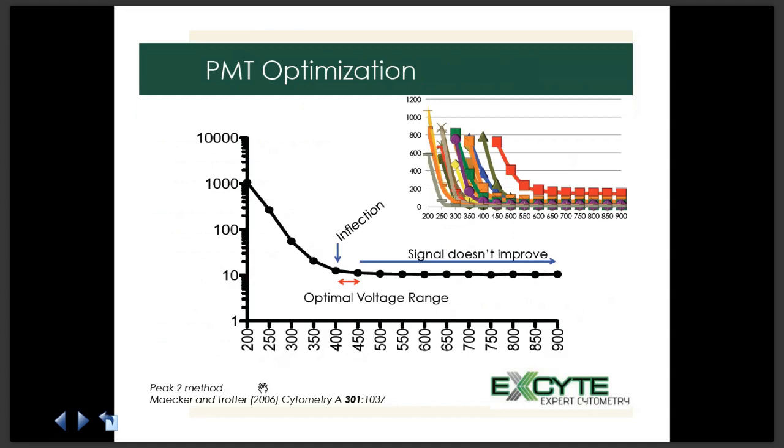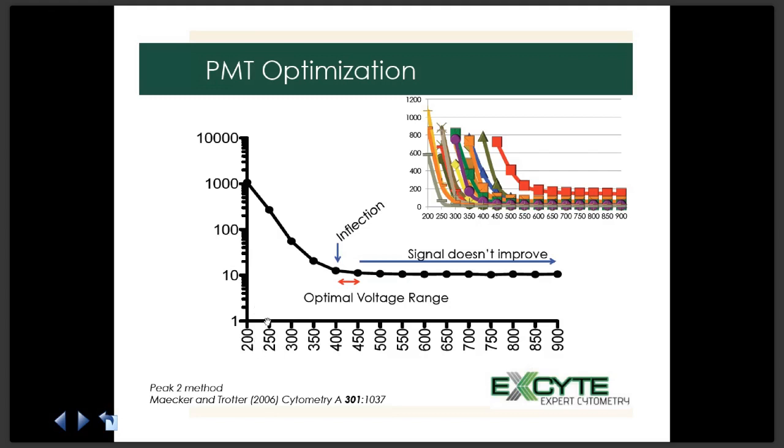In this method, we run a dim particle, in this case, the second peak of the Spherotech 8-peak bead set, and we run that over a voltage range from, in this case, 200 to 900 volts. We identify the single beads, and we get the robust CV of the population. The robust CV being a measure of the spread of the data. That is the robust standard deviation divided by the median.